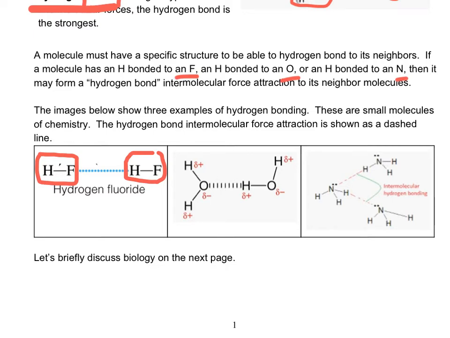What I see here is the H of one molecule, intermolecular force attracted to the F of another molecule. So that right there is the hydrogen bond.